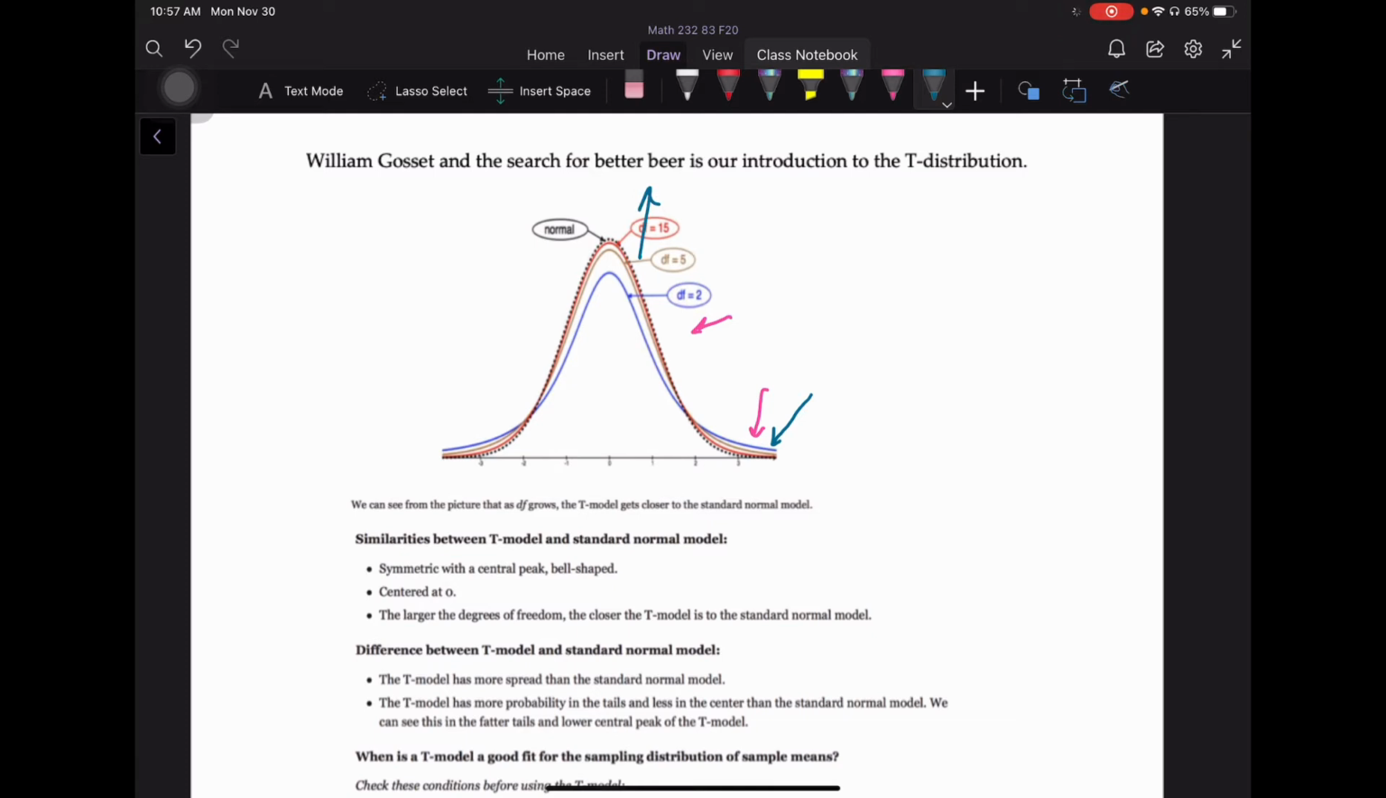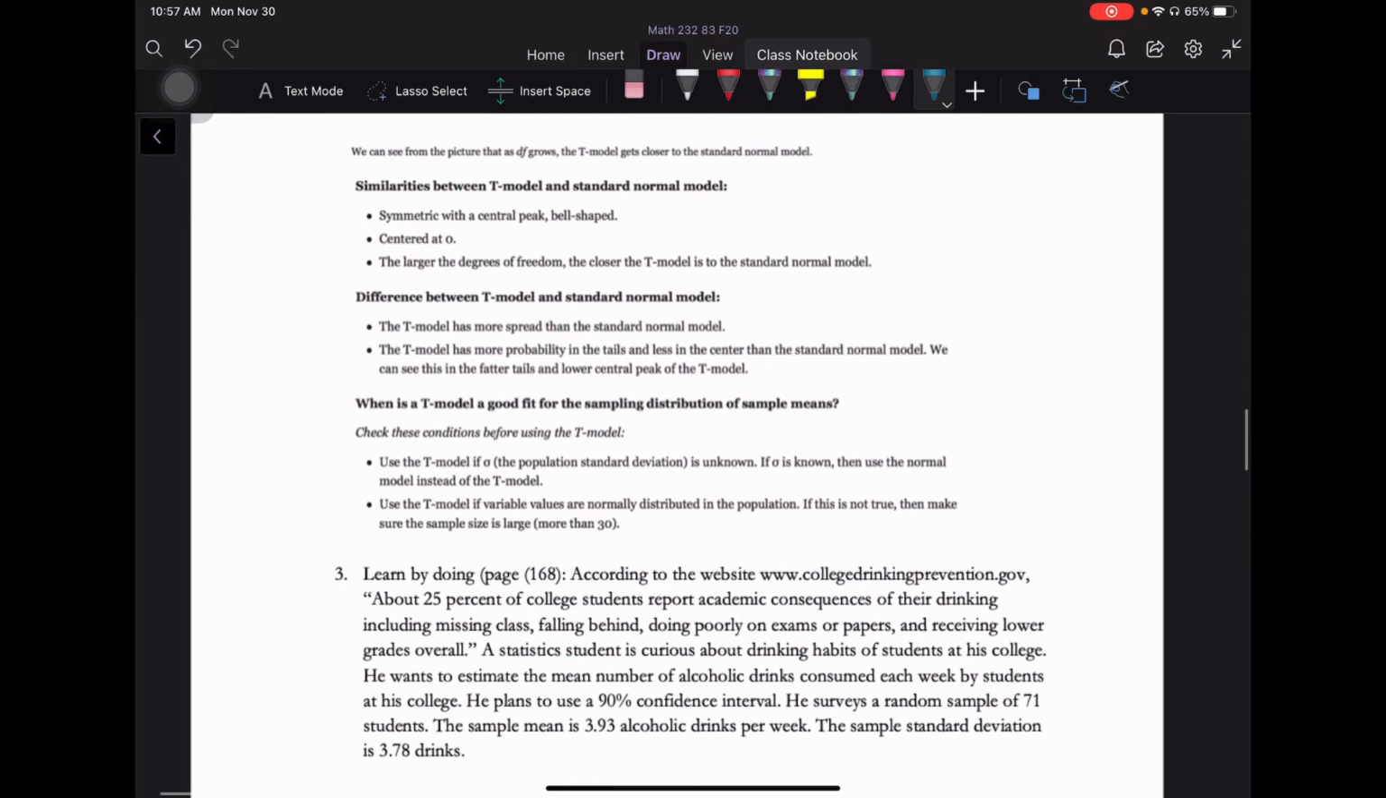So the dotted line here is what a normal curve truly is. And so as the degrees of freedom increases, you're just pulling that normal curve up, which causes your tails to get lower and your top to get higher. Now, in the distribution, there's some similarities. It's unimodal. There's that single peak. It's symmetric. It's centered at 0.